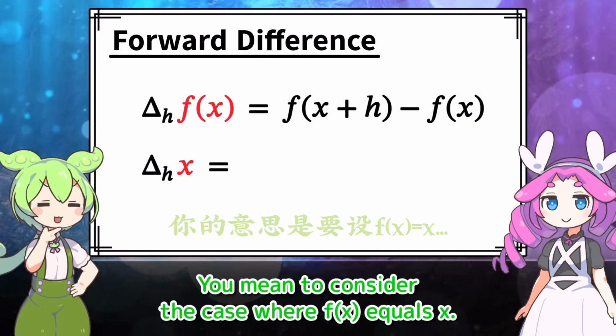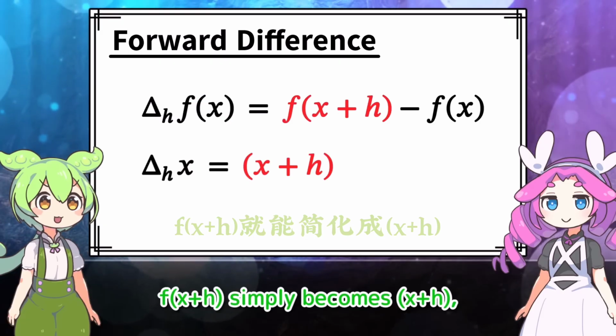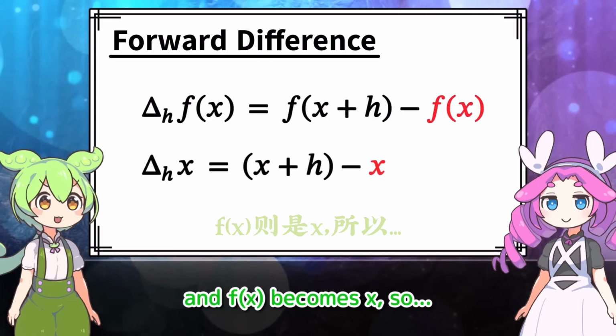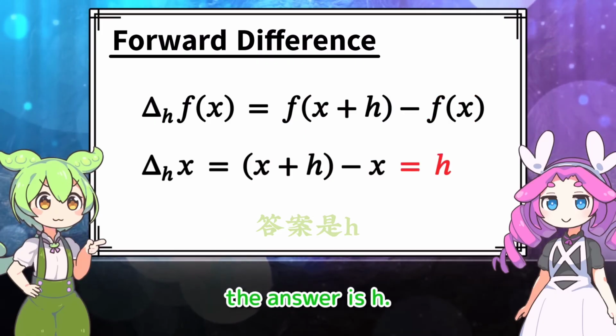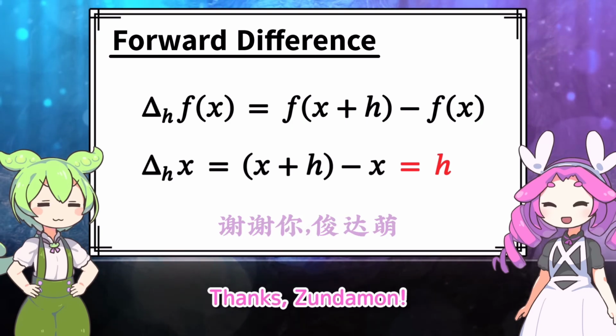You mean to consider the case where f of x equals x? Then, f of x plus h simply becomes x plus h. And f of x becomes x, so the answer is h. Well, if you move x by h, the change in x is h. It's pretty obvious. Thanks, Sundaman.